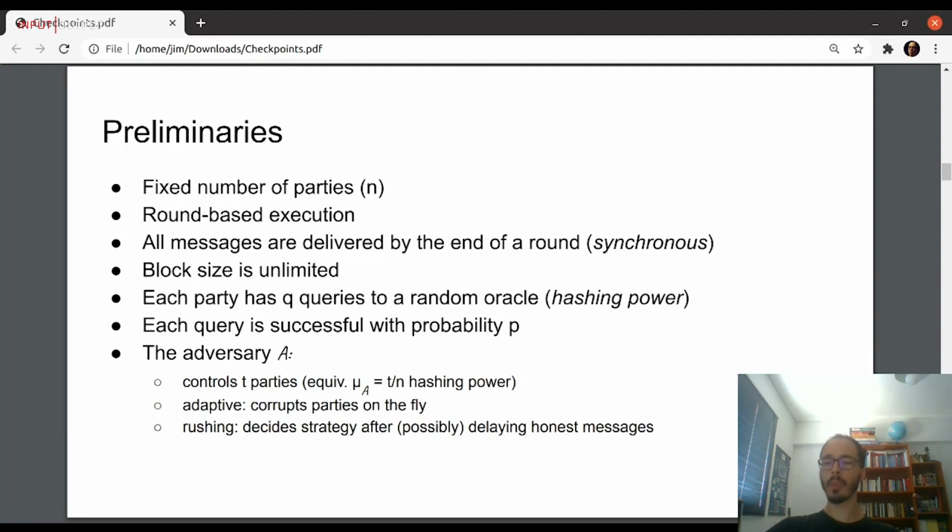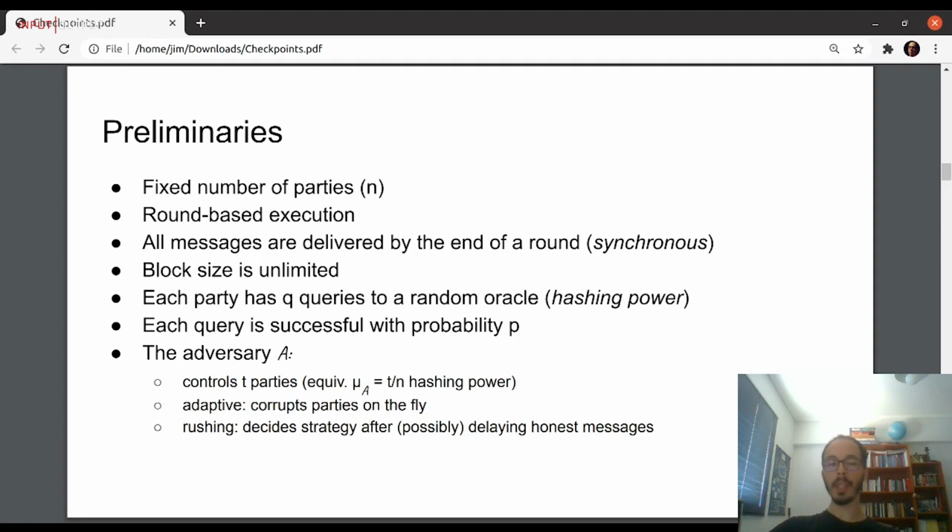And then each party has Q queries to the random oracle, which in the real world means that we have a machine that can ask a specific number of questions to the hashing function, or produce a specific number of hashes. And each query is successful with probability P, and this depends on the difficulty of the network.